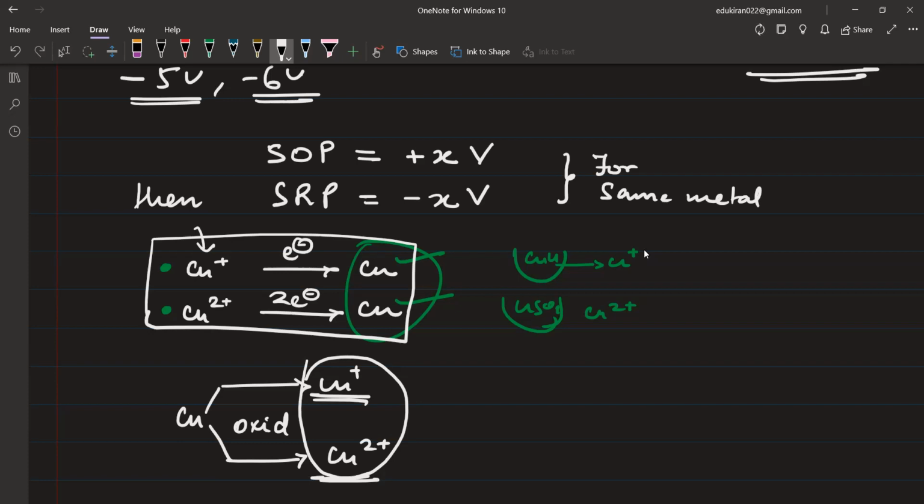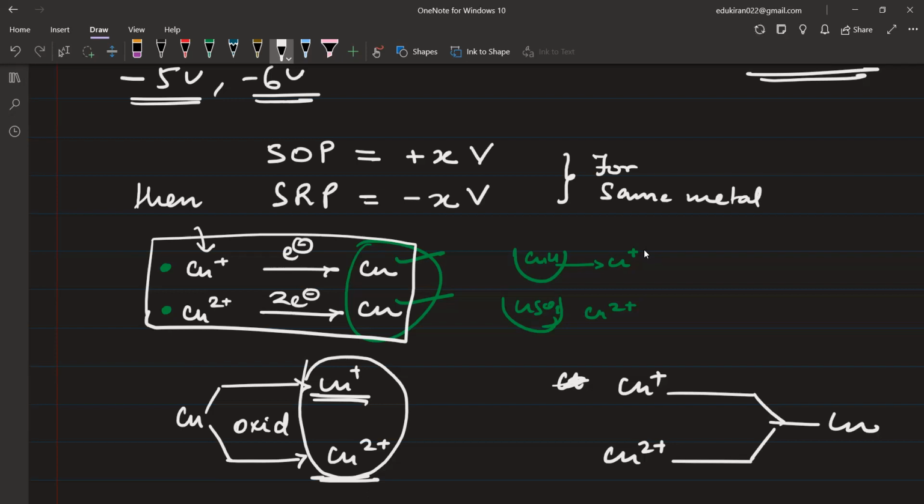But if you have copper positive, or if you have copper 2 positive, both of these things will get converted to copper only. It cannot get converted to anything else because it has to get converted to its own metal, and that is going to be copper. And here what is happening?